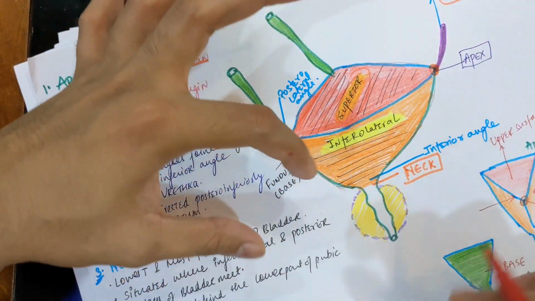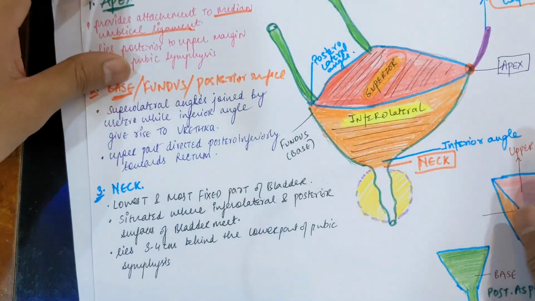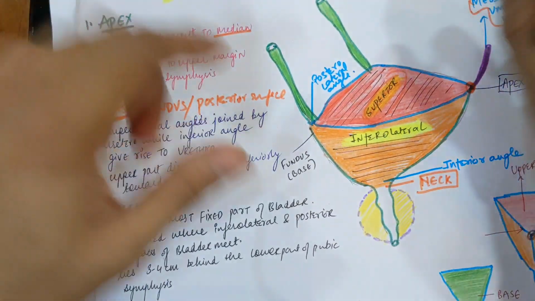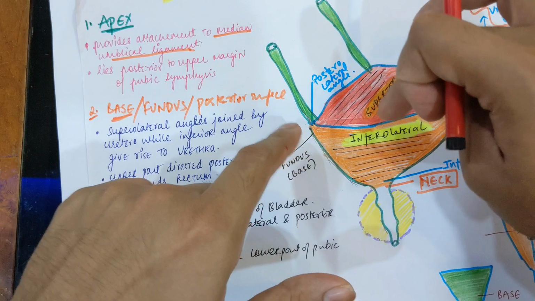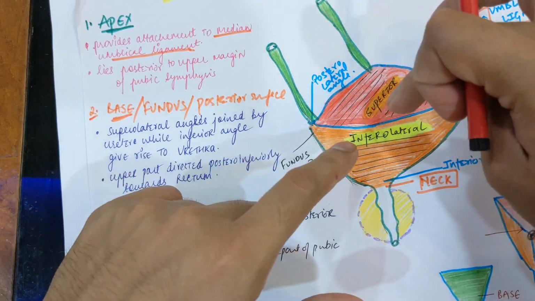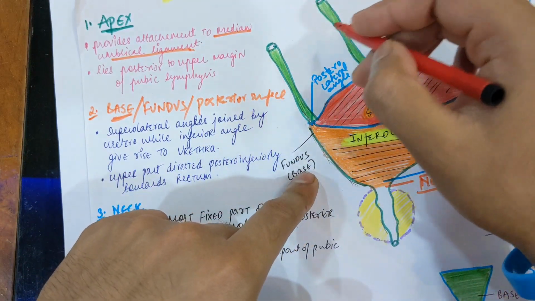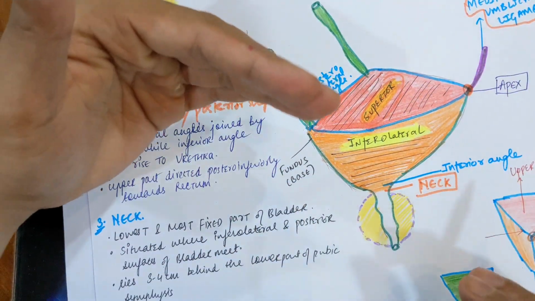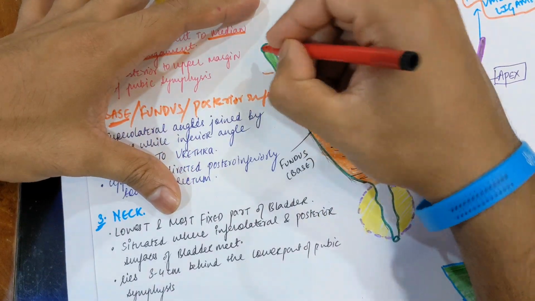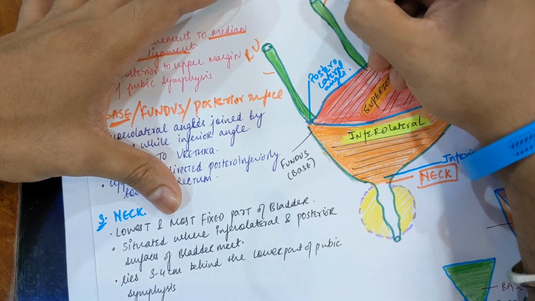You are viewing this from the right lateral view. Just consider these are the ureters, from which they are coming and entering the bladder orifice. So these are the right and the left ureters. You are seeing this from the right side, so consider this is your right ureter and this is your left ureter.